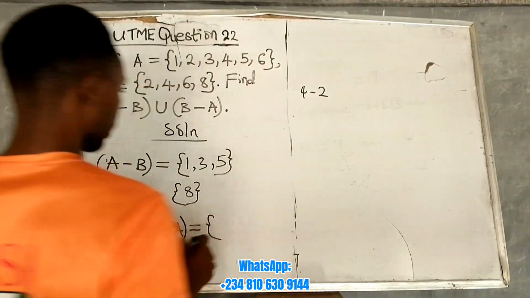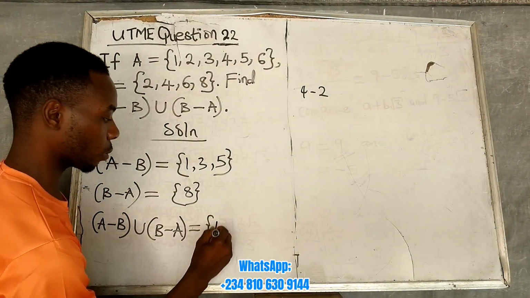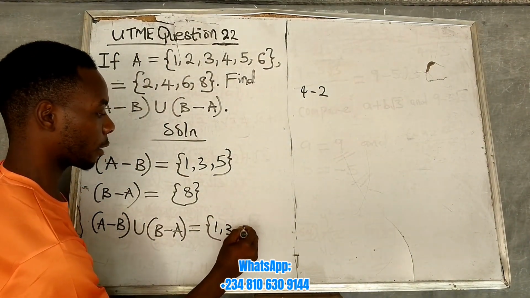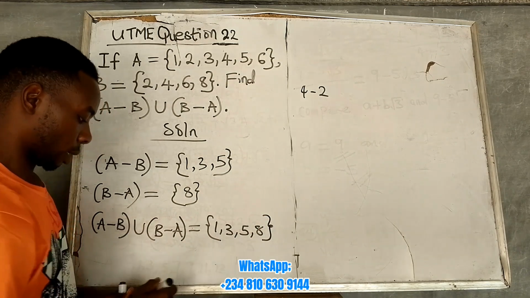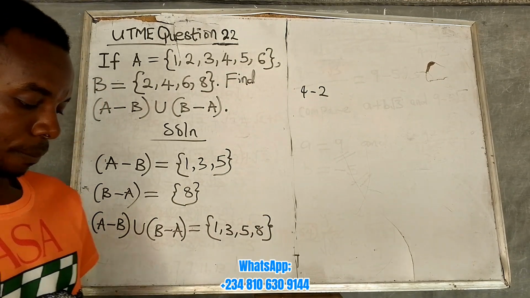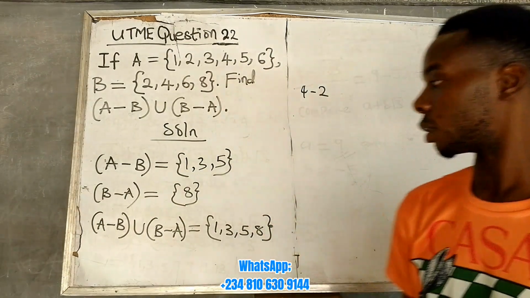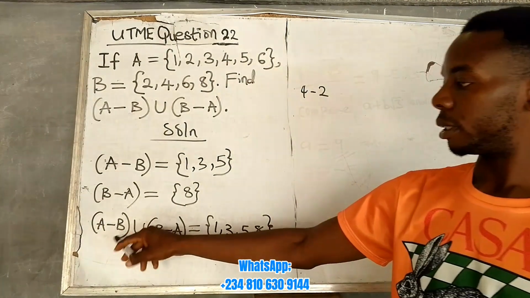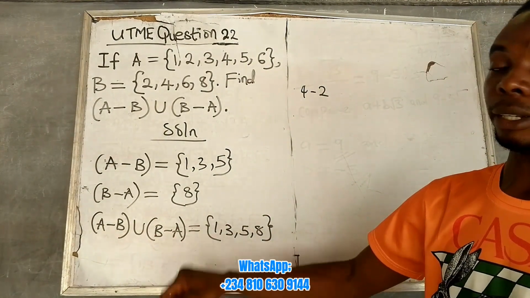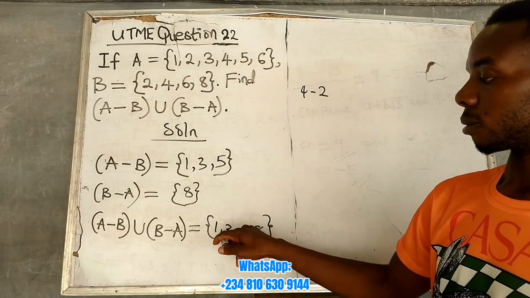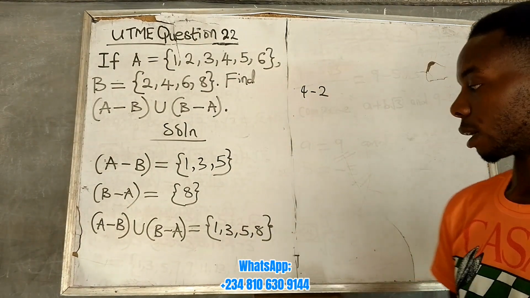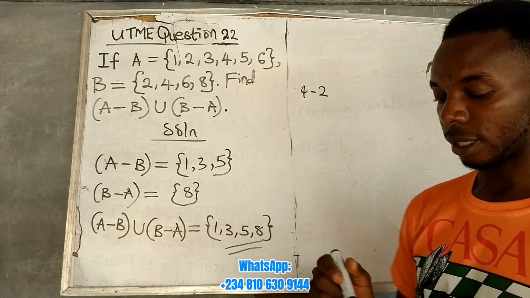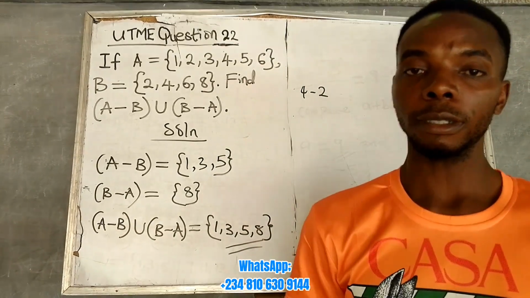So here, the first numbers we have are 1, 3, 5, and then 8. So these are the union. So A minus B union B minus A is equal to the set of 1, 3, 5, and 8. So this is our answer. So you can see that it is actually very simple.